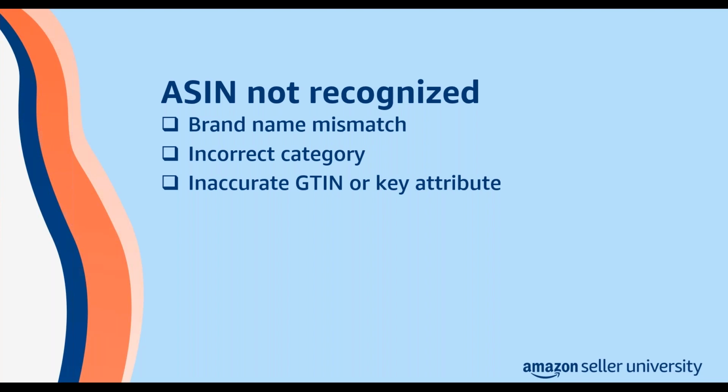A brand name mismatch is another one of the most common errors that can cause this. Double check that the brand name listed for the ASIN matches the name approved by brand registry exactly, including any spacing, capitalization, and punctuation. This can also happen when a product is listed in the wrong category or has an inaccurate GTIN, like a UPC, or key attribute, like a part number or model number. Confirm that the product's selected category is accurate. And if you still receive this error after confirming your ASIN's data is accurate, please contact brand registry for assistance.